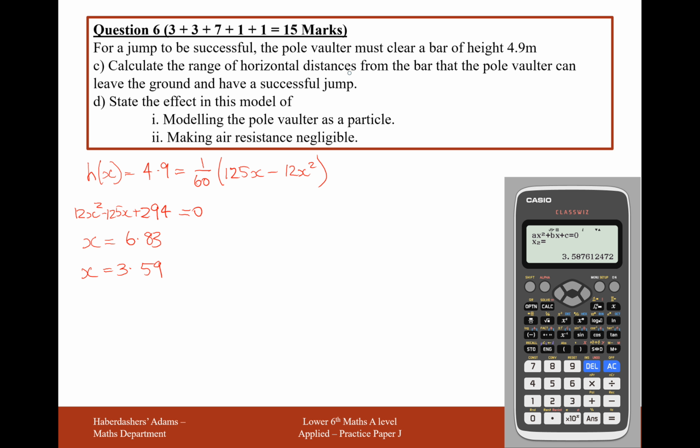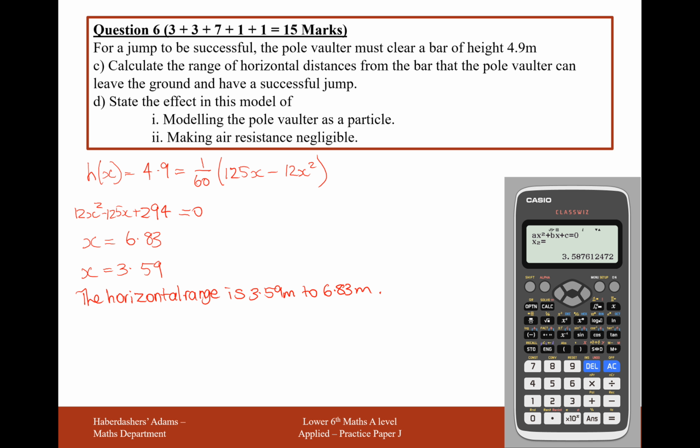Now what we want is to calculate the range of horizontal values. So the range of horizontal values will be in between 3.59 and 6.83. So therefore the horizontal range is 3.59 meters to 6.83 meters.